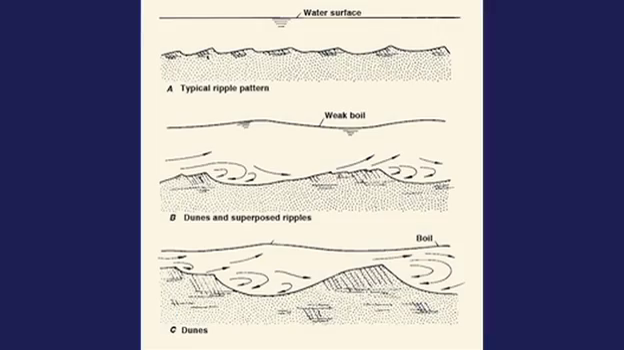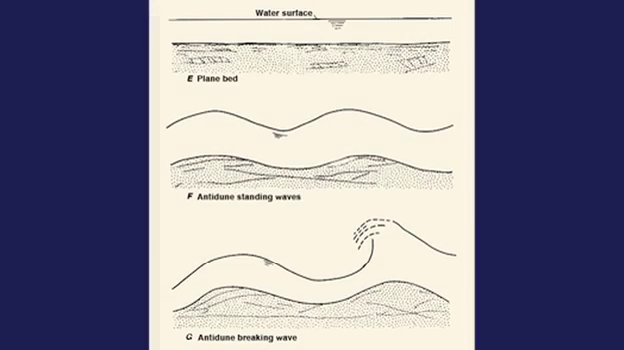Lower regime is characterized by ripples and dunes, with form friction predominating. Under upper regime, ripples and dunes are obliterated and grain friction predominates.